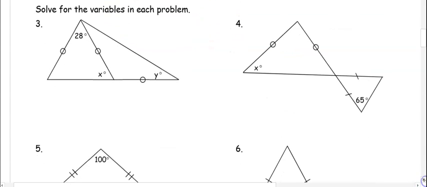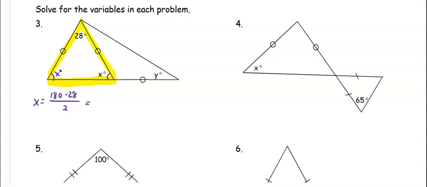Solve for the variables in each problem. In number 3, if we look at the triangle with 28 degrees, we notice that it is an isosceles triangle because two legs are congruent, which means x, and the other angle that's not filled in is also x, because these would be our base angles. So in order to get x, we can take 180 minus the vertex angle and then divide by 2, so we evenly split between those two angles. 180 minus 28 is 152. Divide by 2 gets us 76. So we have 76 degrees and 76 degrees.